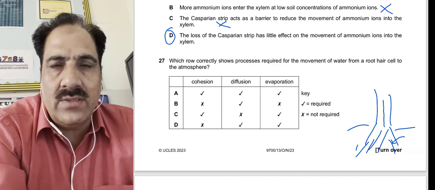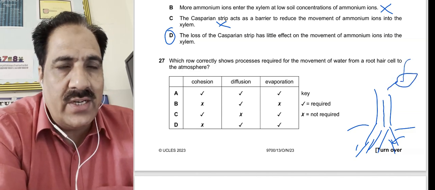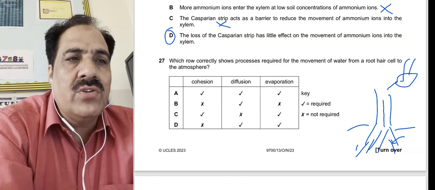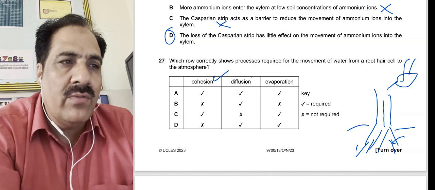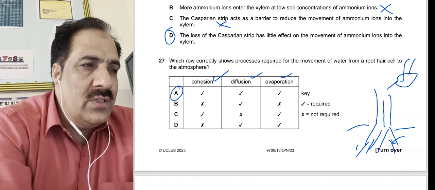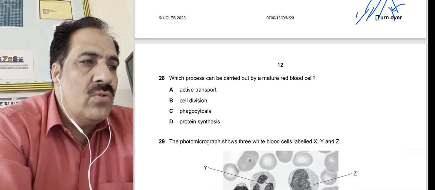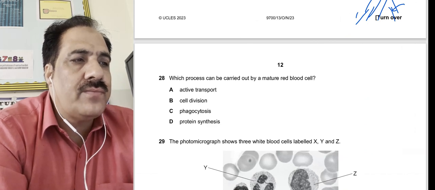It moves into the xylem, through the xylem vessels, and we know that it is the force of cohesion that keeps the water molecules together. There is evaporation of water from the surface of the leaves that actually creates the transpiration pull, pulling the water column up. So there is cohesion, this is correct. There is diffusion, there is evaporation. So option A is the correct option.